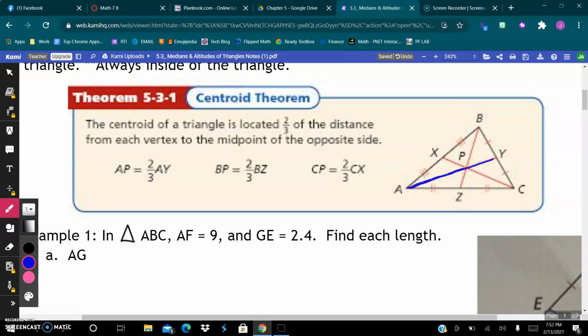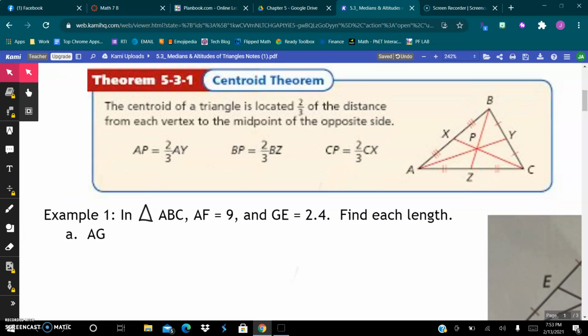So the first one says segment AP, which is right here, is 2/3 of this whole line. BP is here, and it is 2/3 of BZ. And then CP is 2/3 of the entire line CX. So this theorem tells us that we can figure out those lengths using those formulas.